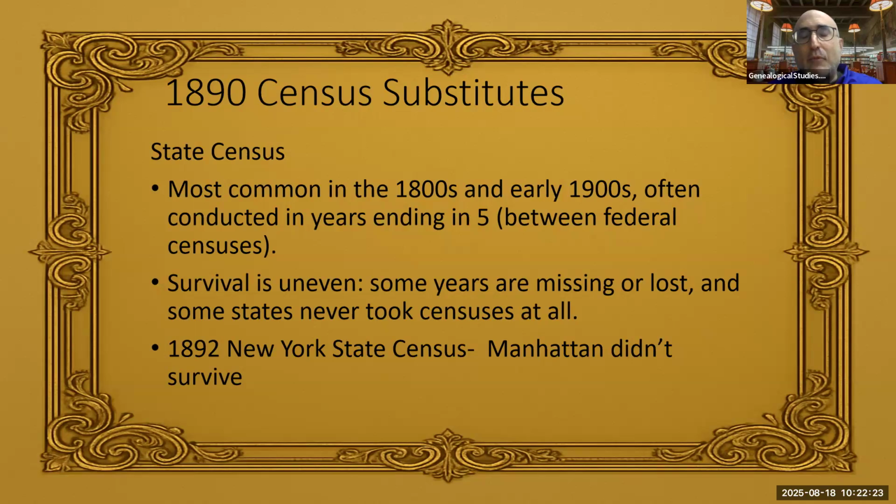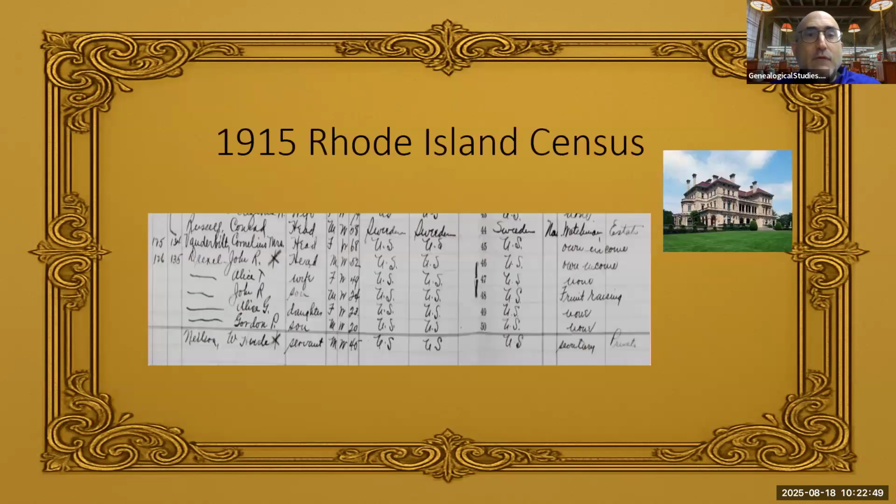So again, before you start researching your ancestors, find out where they are, and you could even put into Google Rhode Island state censuses, Rhode Island Census 1905 to see what exists. You can also find it in the FamilySearch Wiki. Now, there is an 1892 New York State Census, but Manhattan didn't survive. So we're going to talk in a second about what you can do if your family's from Manhattan.